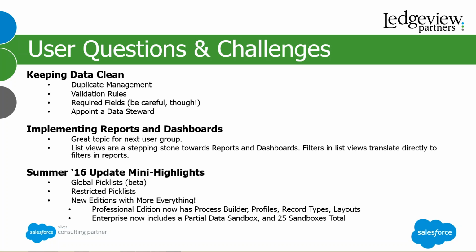And a couple of Summer '16 update mini highlights here. I'm going to skip over the global pick list and restricted pick list since we're running short on time. There are new editions coming out in Summer '16. If you're on Professional Edition, you're going to see that you now have access to Process Builder, profiles, record types, and layouts. If you don't know what those are, you will want to, because those are very powerful tools that you didn't have access to before. Enterprise Edition now includes a partial data sandbox, which means that your developers are going to be very, very happy if they're having to work with data and make sure that data is updated.